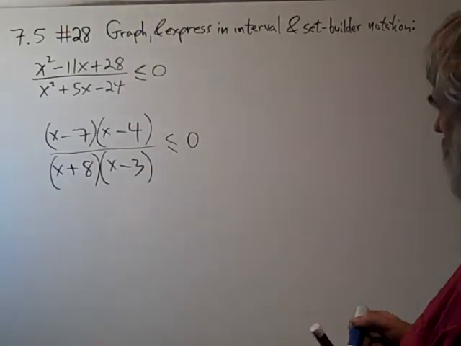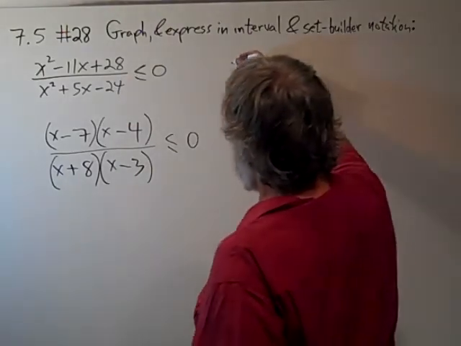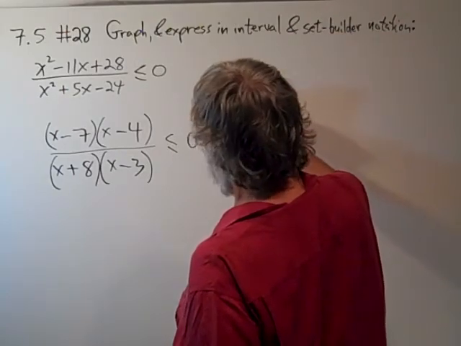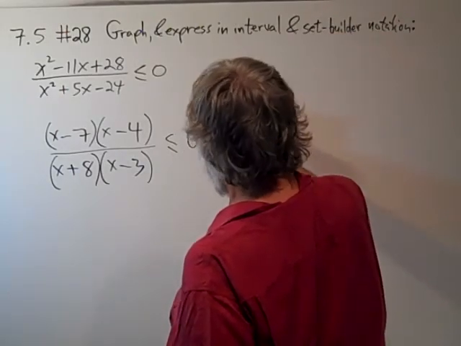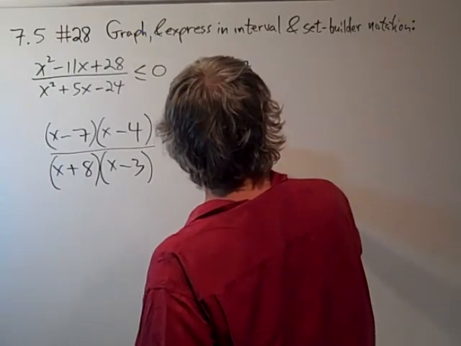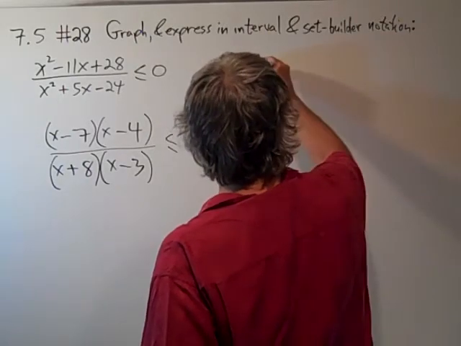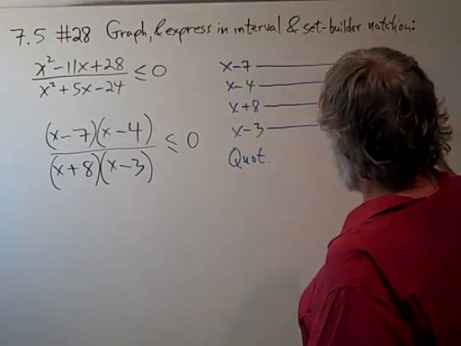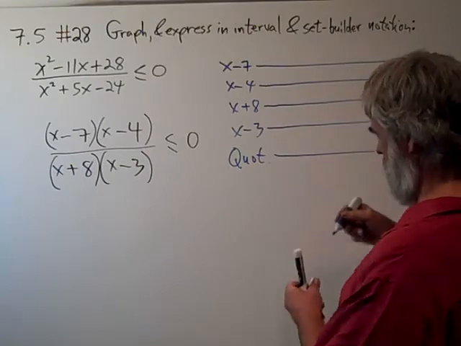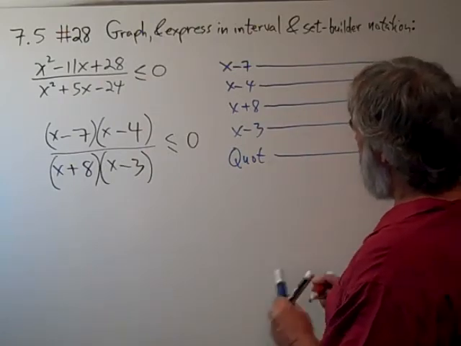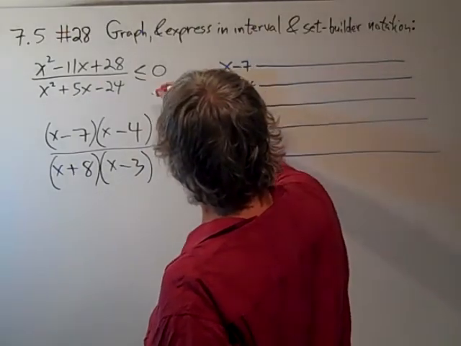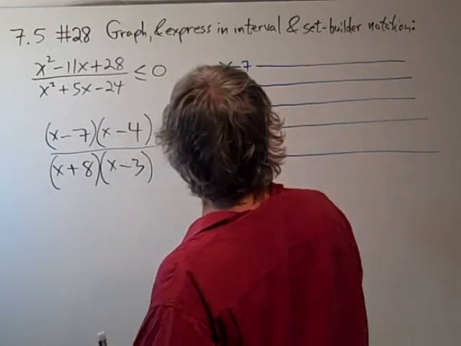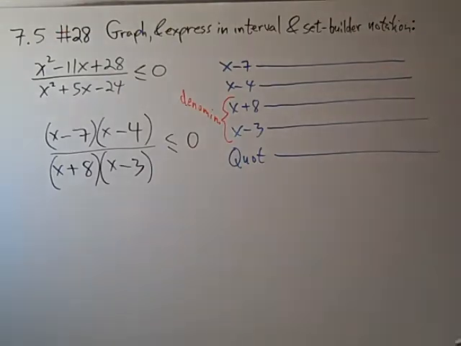Now everything's factored and we'll need a line for each of these factors. X minus 7, x minus 4, x plus 8, and x minus 3. And then the quotient of all of these. Also note that these two are in the denominator. Those are from the denominator.